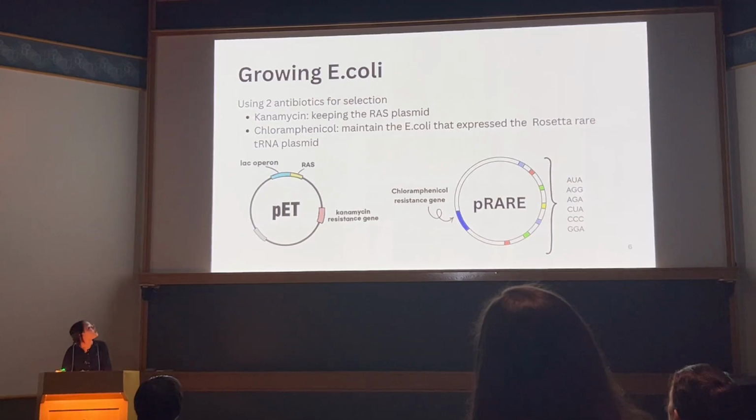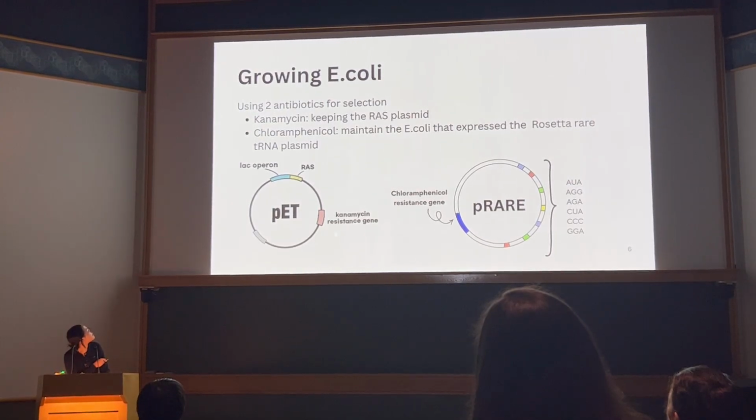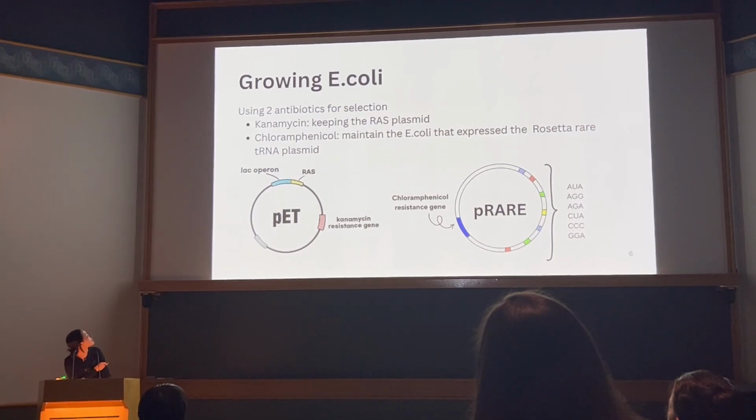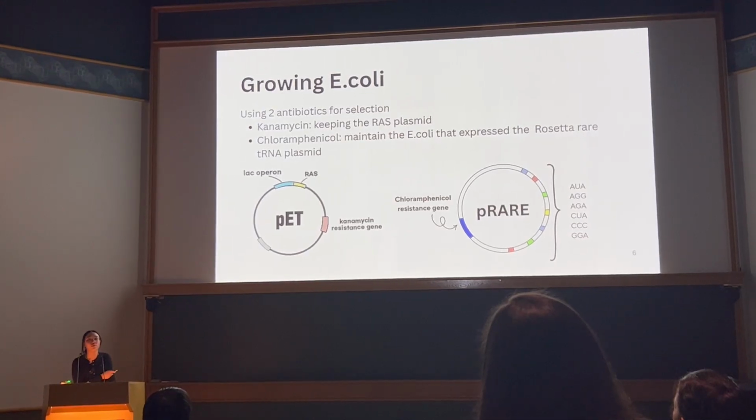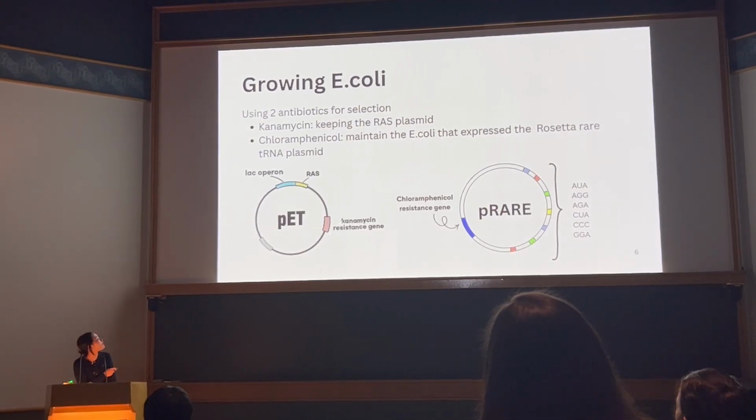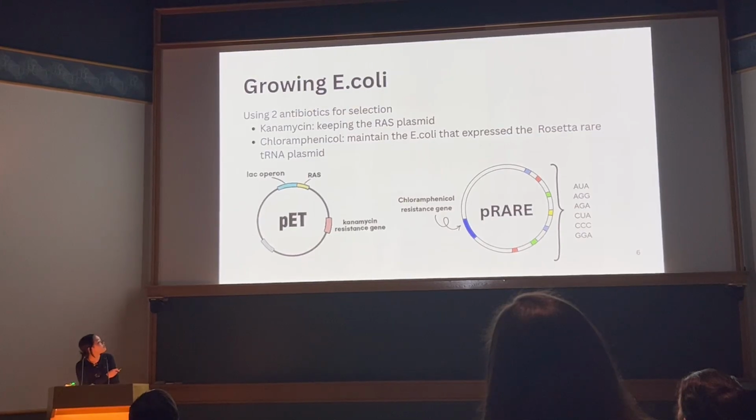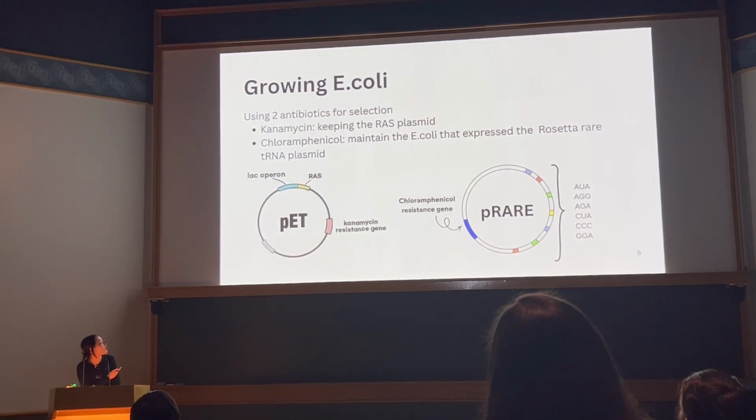And we're also using the antibiotic kanamycin because the pET vector has a kanamycin resistant gene, so therefore we could only select the cells that have that resistant gene by using kanamycin, because all the other cells that don't have the gene will die off.